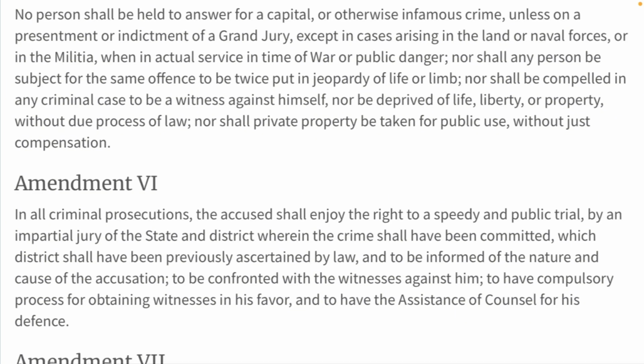Without just compensation. In all criminal prosecutions, the accused shall enjoy the right to a speedy and public trial by an impartial jury of the state and district wherein the crime shall have been committed, which district shall have been previously ascertained by law, and to be informed of the nature and cause of the accusation, to be confronted with the witnesses against him, to have compulsory process for obtaining witnesses in his favor, and to have the assistance of counsel for his defense.